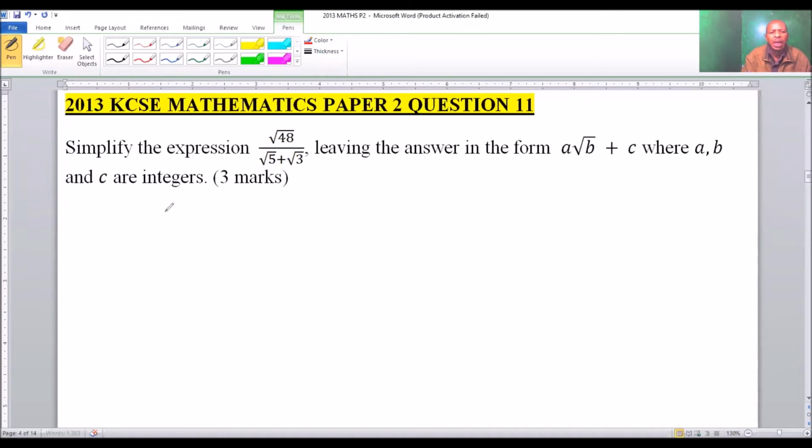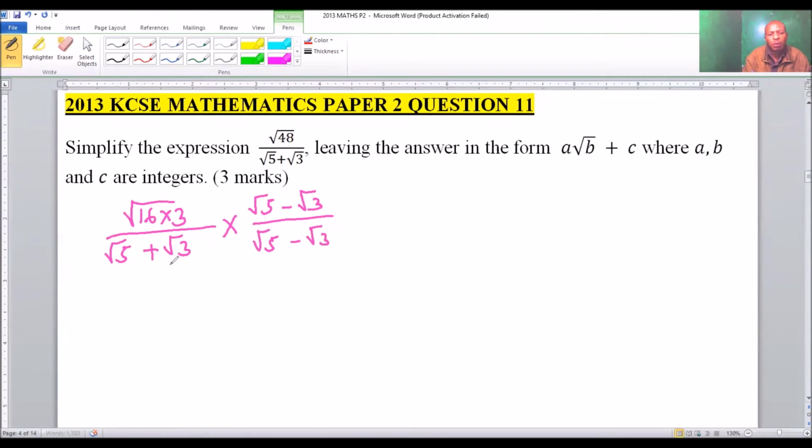So the first thing you do is you can write 48 as 16 multiplied by 3. That is the same as 48. Then you divide by the root of 5 plus the root of 3. For us to remove the denominator, we multiply by the conjugate of root 5 plus root 3, whereby we just change the operation sign. Instead of plus, we multiply by root 5 minus root 3, and we also divide by root 5 minus root 3.